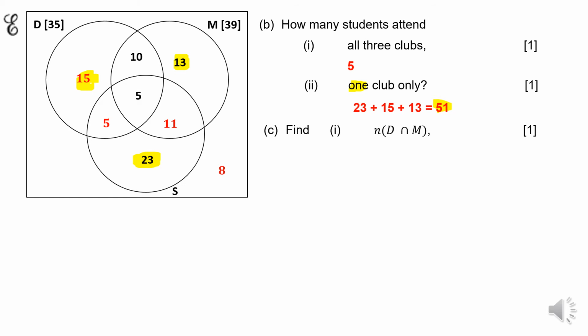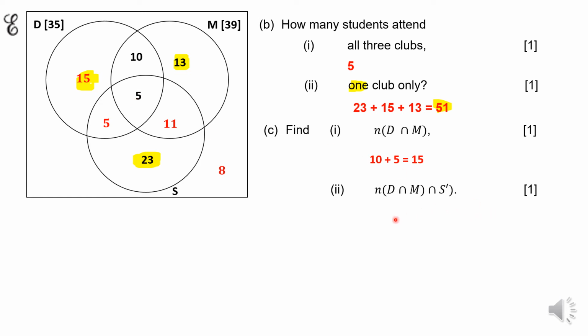Now what they're asking us here is they want us to find the number of elements where set D and M are intersecting. So my D and M, it is this region here. So it is just going to be 10 plus 5, which is 15.